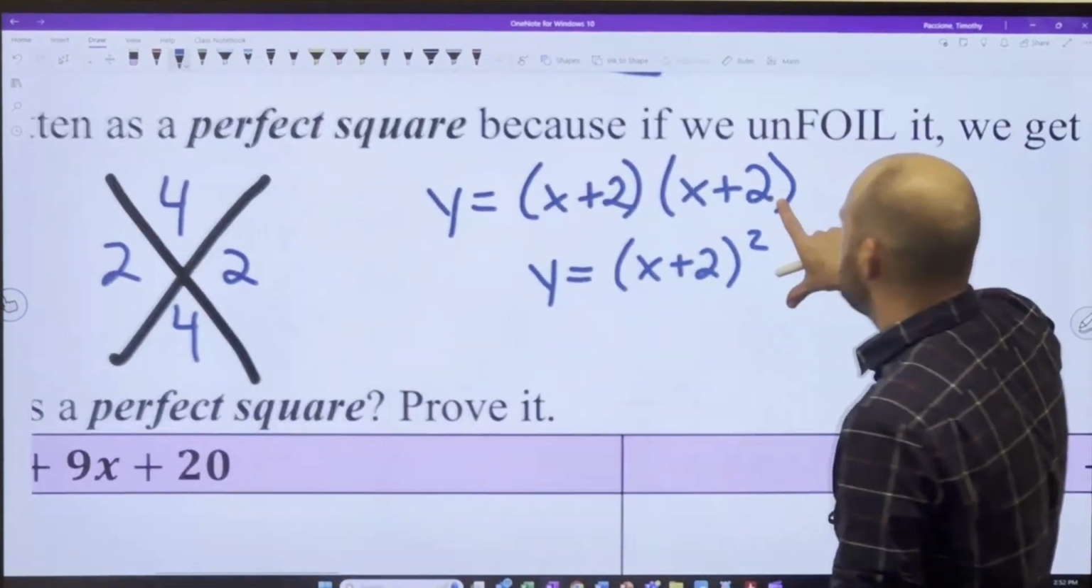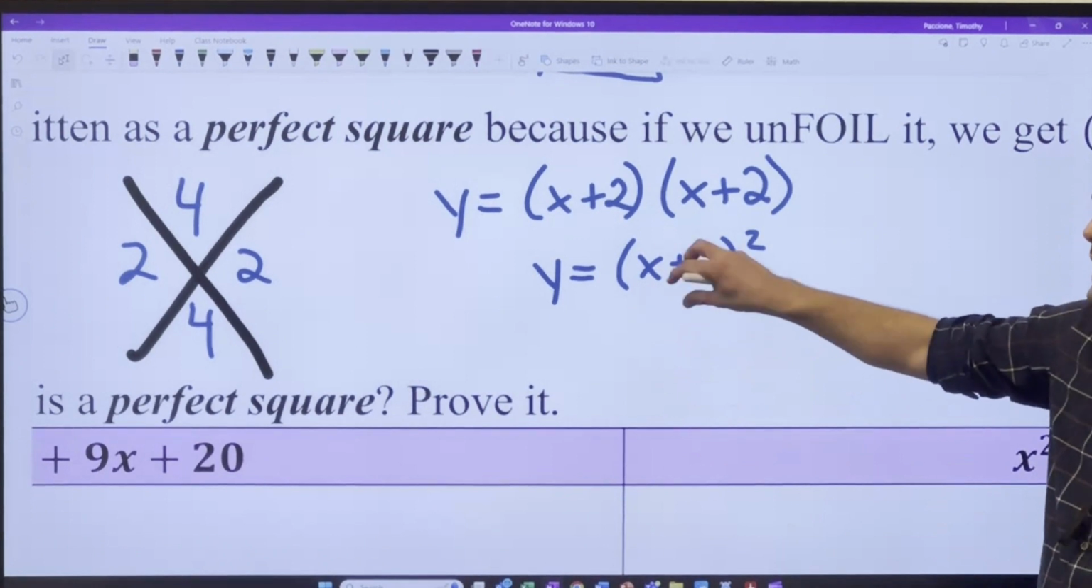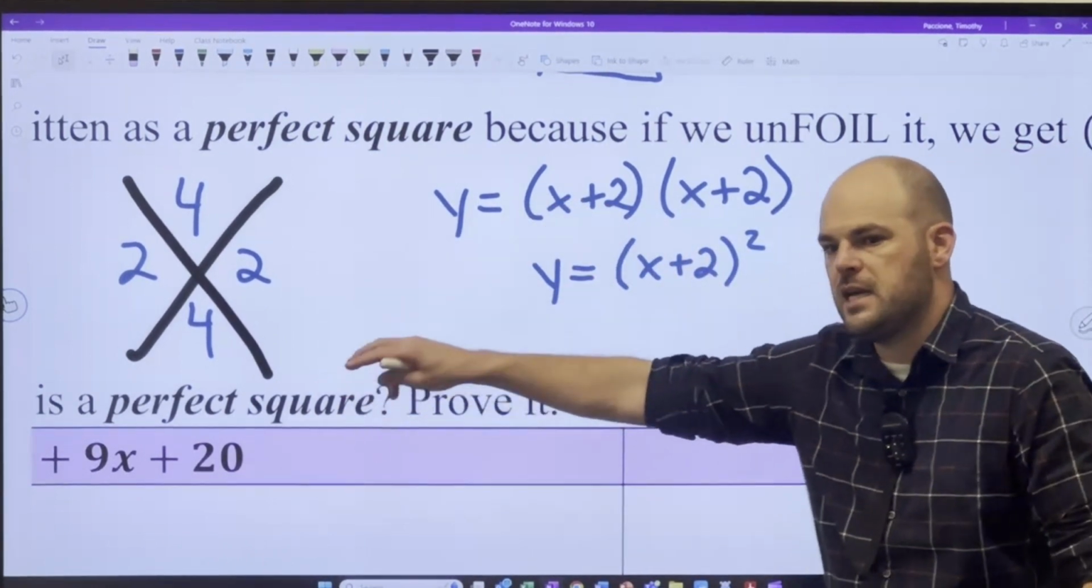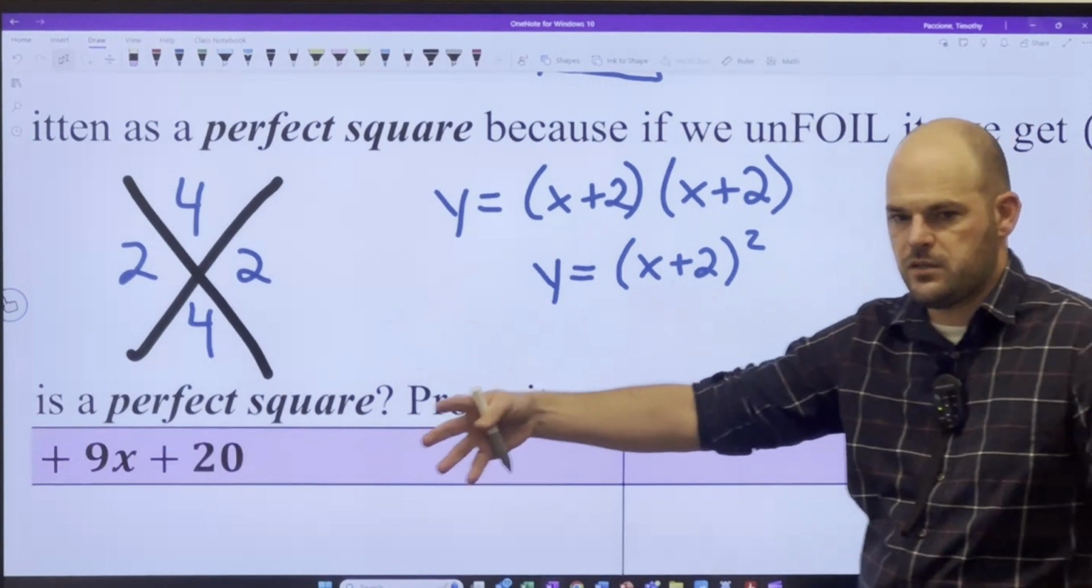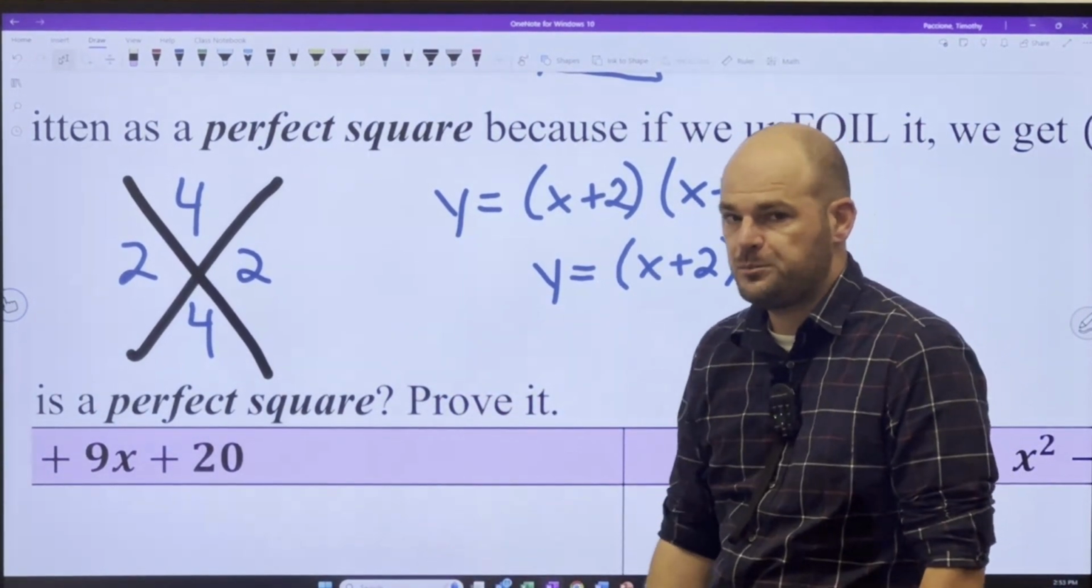What else has parentheses squared in it that we've been dealing with a lot, that our warm-up was about? Vertex form, right? So we're going to harness the knowledge of perfect squares to help us convert to vertex form in a quicker way. So that's what today is about.